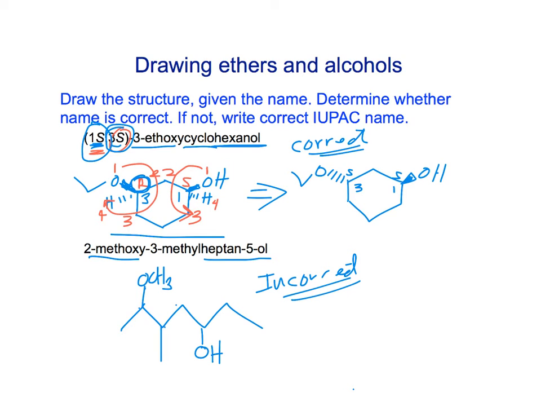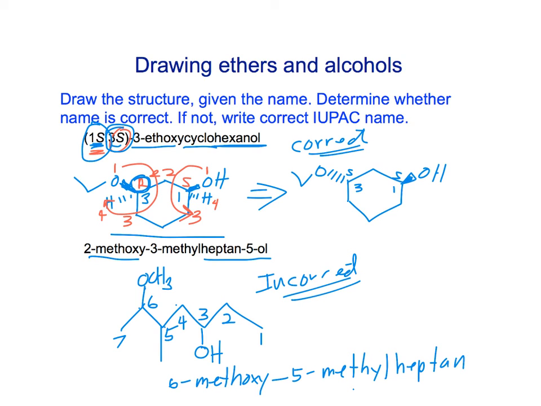What's wrong with it is that the alcohol needs to get the lowest number. And so we need to number this one from right to left, so the alcohol is at 3 rather than at 5, even if these other groups get higher numbers. All right, so the correct name is going to, they're still in the same order though, right? 6-methoxy 5-methyl heptane 3-ol.